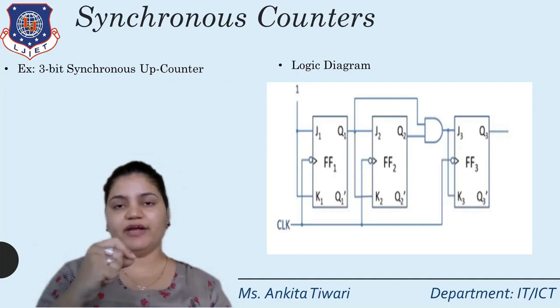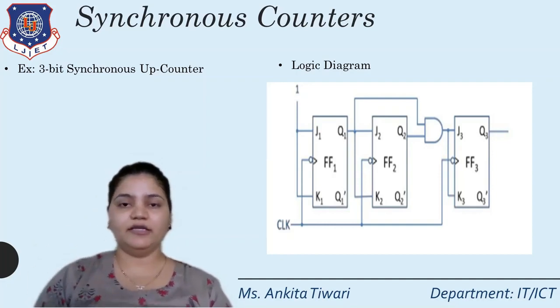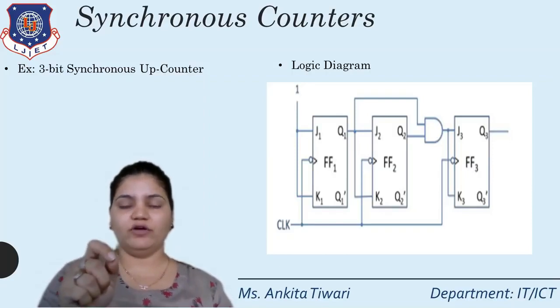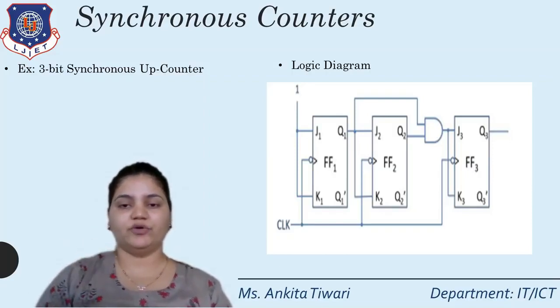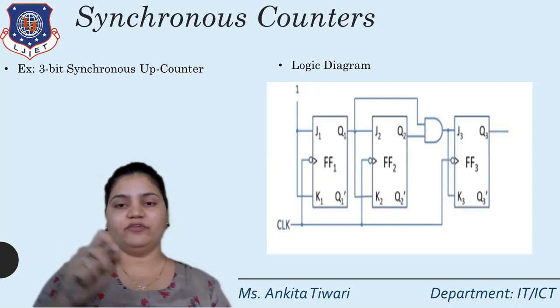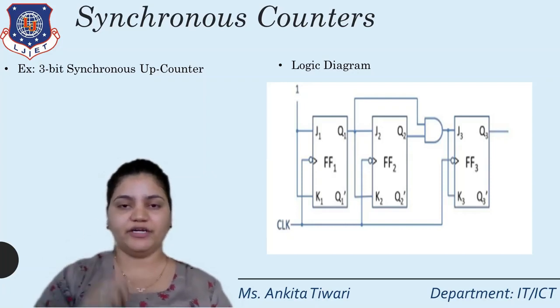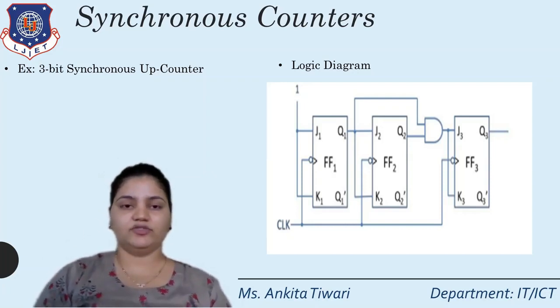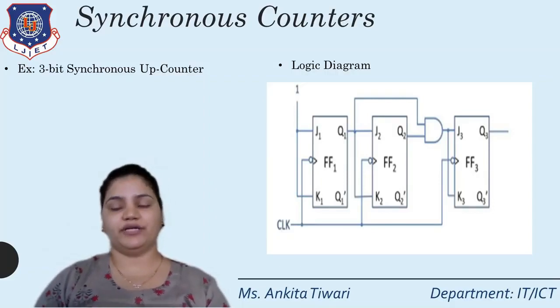So here one input is provided to J and K. Then we know J2 and K2 is Q1. So both Q1 value will be provided to J2 and K2. And the third, J3 and K3, is equal to Q1 dot Q2. So here an AND gate with the two values Q1 and Q2 as input is provided to J3 and K3. So this is what a synchronous up counter is.